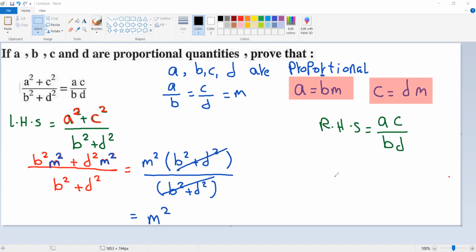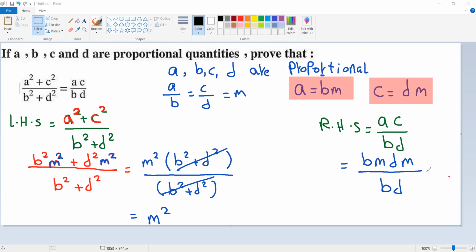And when we go to the right-hand side, it's AC. It's not a plus c, it's AC. AC means a multiplied by c. So instead of a, we're going to write bm multiplied by c, it's dm, all divided by bd, right? In this case, we can cancel b and d because b times m times d times m.